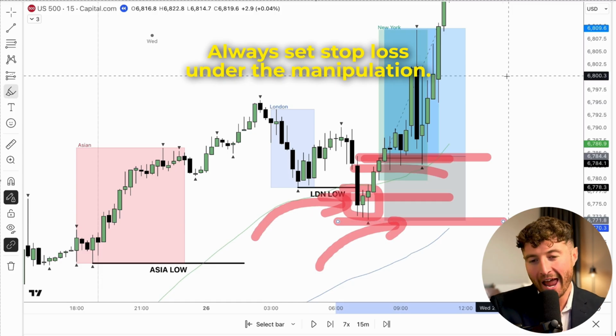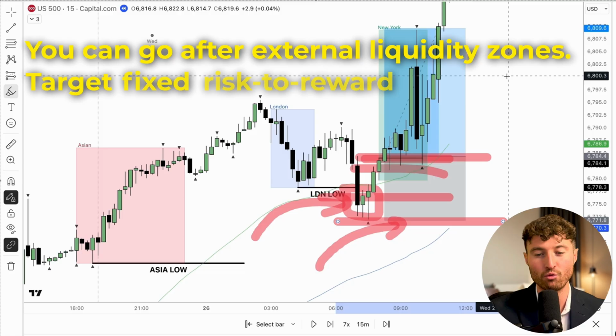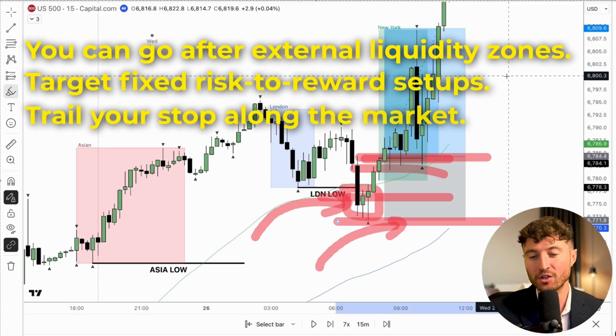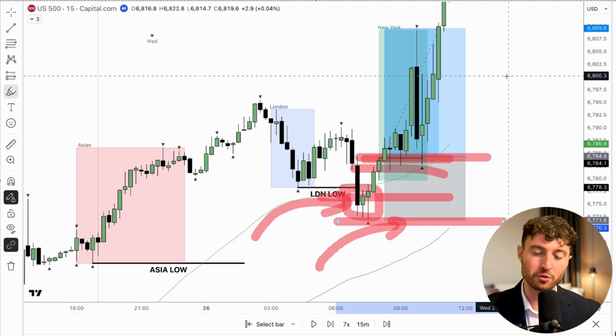And I gave you multiple exit strategies. You can target external range liquidity. You can target fixed risk to rewards. You could even trail your stop with the market. At the end of the day, a lot of this is down to you to put this together into a mechanical rules-based system to make your life very easy in the markets.